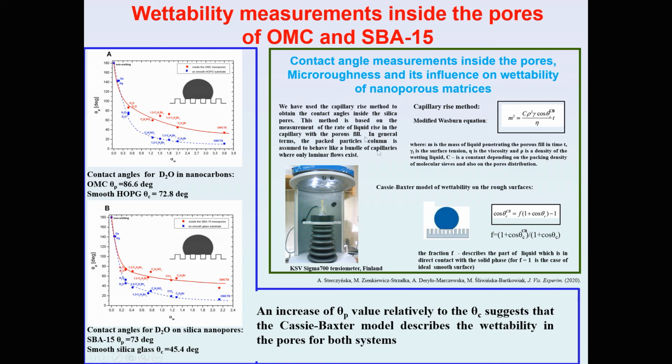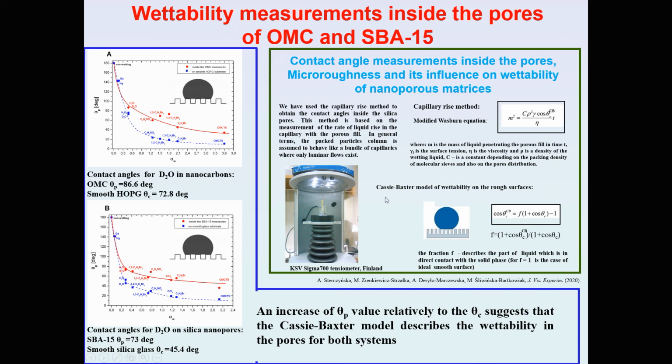We wanted to find the influence of micro roughness on the wettability of nanoporous matrices. We use the capillary rise method to obtain the contact angle inside the silica pores, and also the modified Washburn equation to calculate the contact angle inside the pores. We can see that the contact angle versus the alpha parameter has a very large value relative to smooth surfaces, which is shown by the blue line.